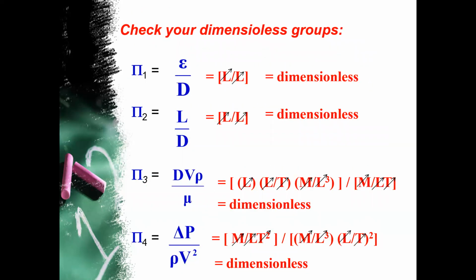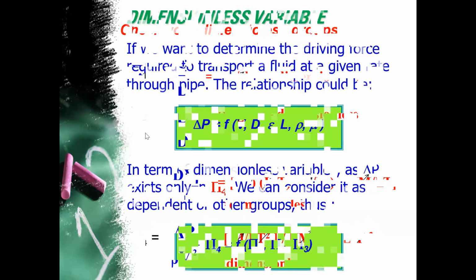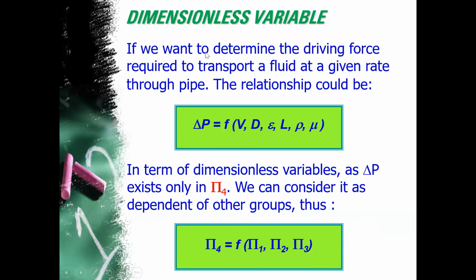That's actually the purpose. Okay. So dimensionless variables, if you want to determine the driving force required to transport a fluid at a given rate through a pipe, okay, the relationship could be written in such a way, all right?